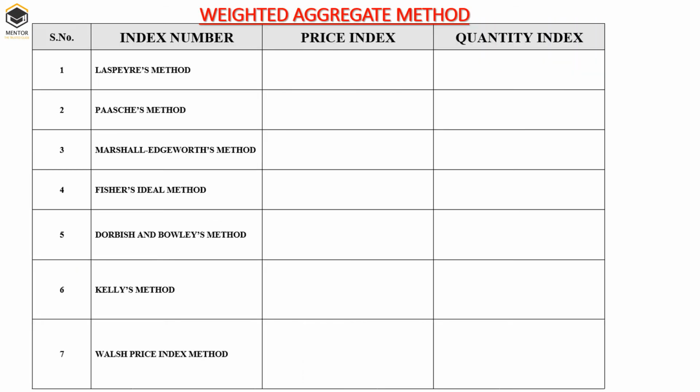As I told you in the beginning of this video, here is a shortcut to remember all the 7 index numbers under the weighted aggregate method. So we have all the 7 index numbers on the screen. Let's see how to remember all these formulas quickly. If you remember the formulas of the Laspeyres and Paasche methods, the remaining 5 formulas are derived from these two. As you know, Laspeyres has given the weight to the base period. So this is our price index, this is our quantity index. In the price index, the weight is given to the quantity of the base year. In the quantity index, the weight is given to the price of the base year.